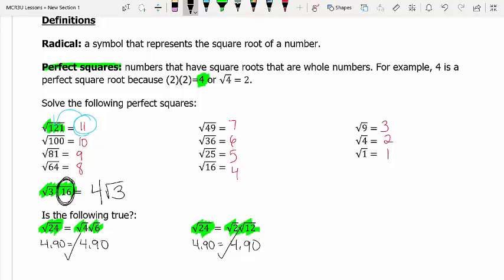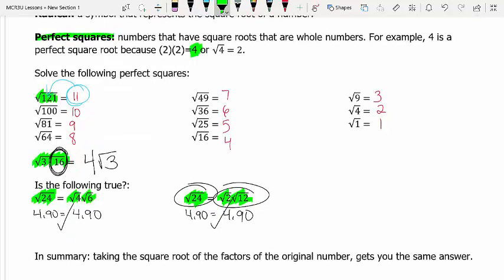The reason why I want you guys to try this out is because I wanted you to realize that if you have the square root of a number, it's the same as taking the square root of its factors. So you can always divide up a whole number that's under the radical into its factors, each underneath a radical. In summary, taking the square root of the factors of the original number is the same as just taking the square root of the original number. You get the same answer. And we're going to use that for simplifying radical expressions.